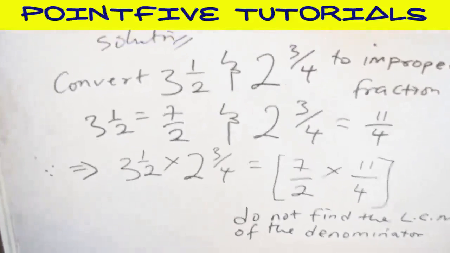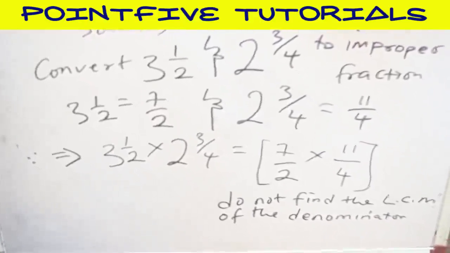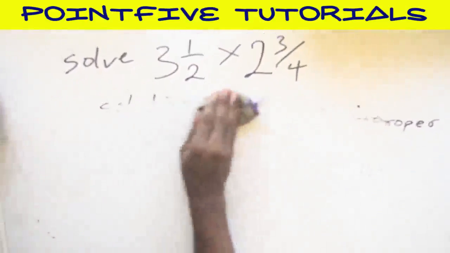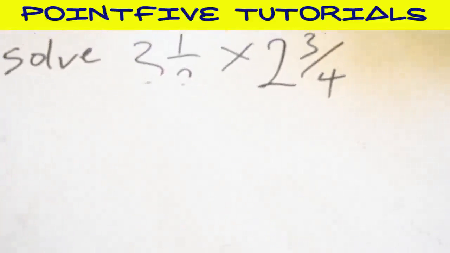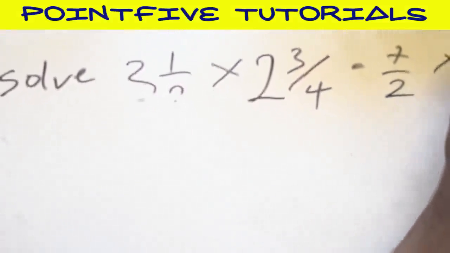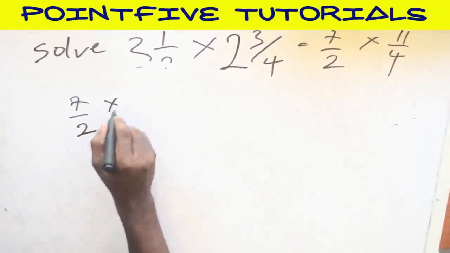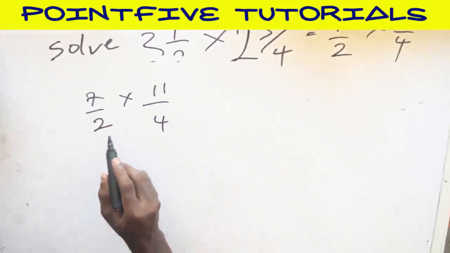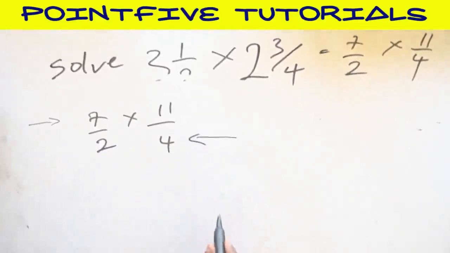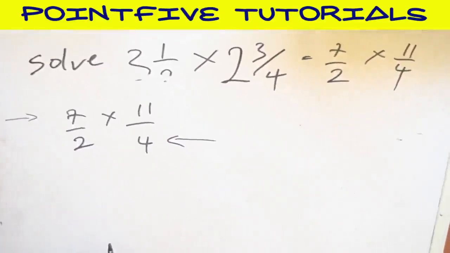In multiplication and division, we don't have any need for LCM. So let me make room here to address you guys appropriately. Now, let me bring it here: 7 over 2 multiplied by 11 over 4. All you need to do is multiply everything at the top, and multiply everything at the bottom.